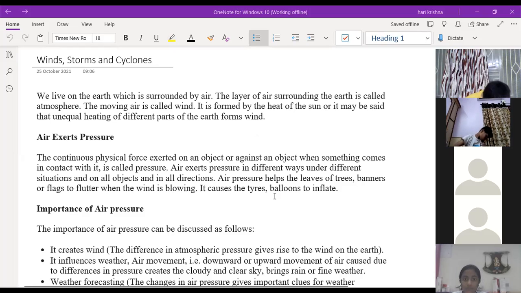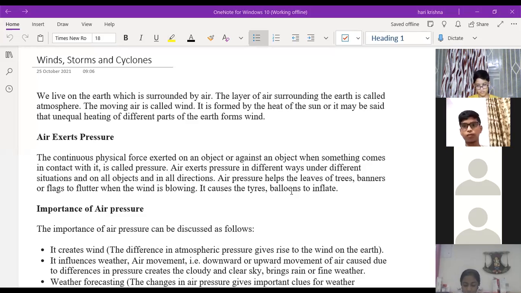Only because the gases exert the pressure, the tires and balloons will inflate, right? If you have low air pressure in the tires, the car will not move smoothly. If you have enough air pressure, it will start moving smoothly. Even if you fill high air pressure, it will burst. So whatever the required air pressure is in the tire, we have to fill that much only. If you fill low, it will affect the working of the car, and if you fill high, it will affect the working of the tire.